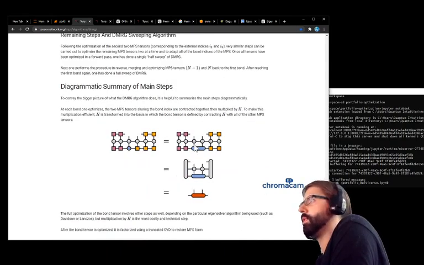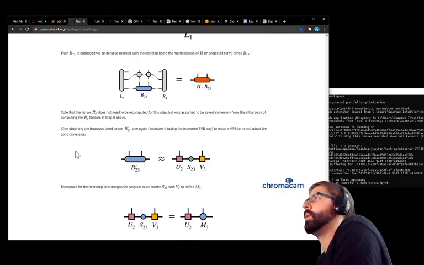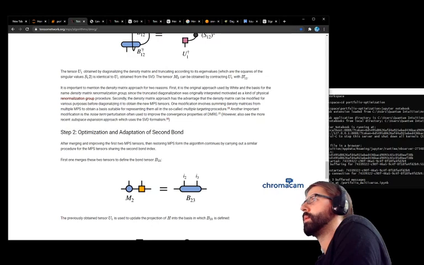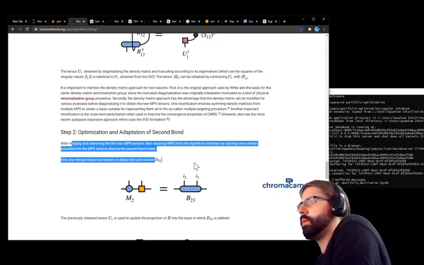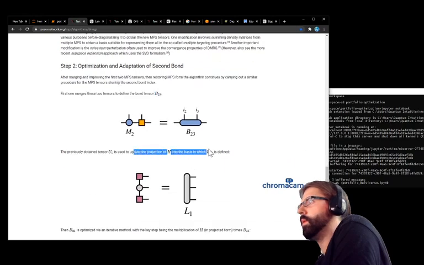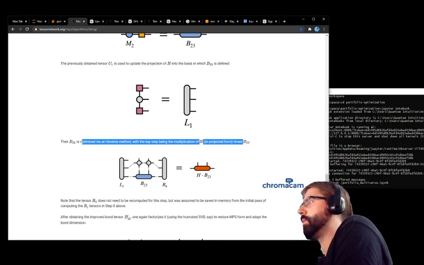Okay, so here you have these. Okay, that's it, right? So you do that. B23 is optimized via an iterative method, with a key step being the multiplication of H in projected form times B23.